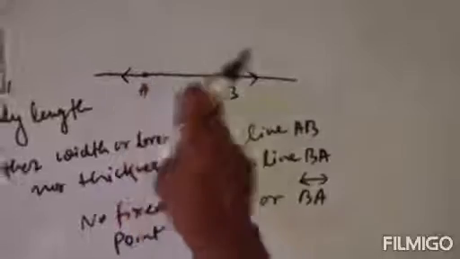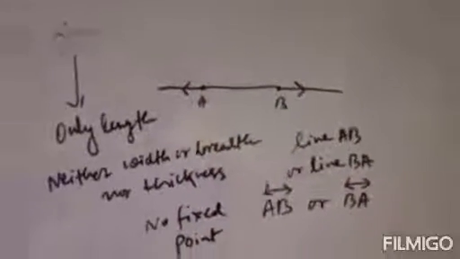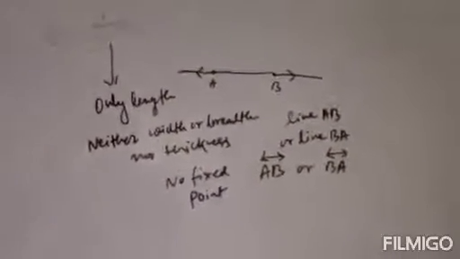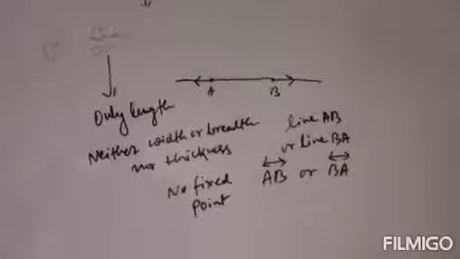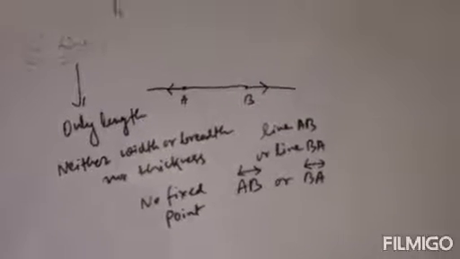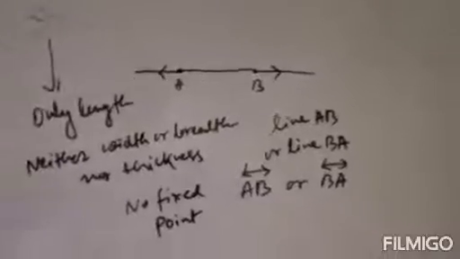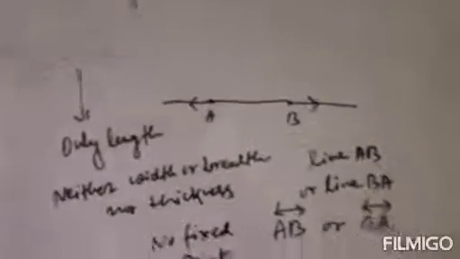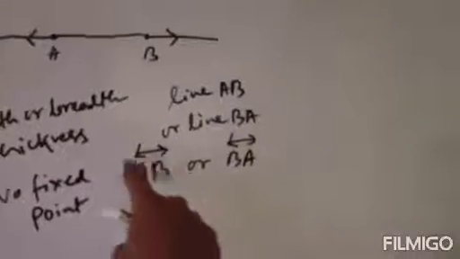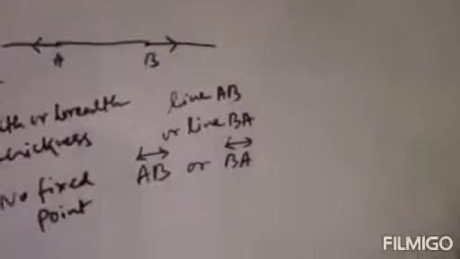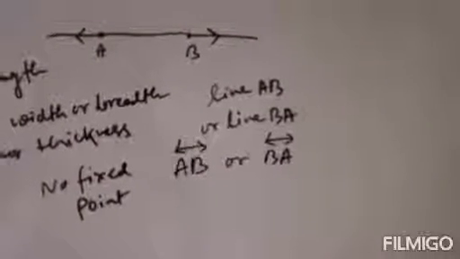That means these points are not fixed. So it is a geometrical figure. It has only length. It has neither width nor breadth nor thickness, and it also has no fixed point, because both of these points are to be extended on both sides. And we will write line as AB, making an arrow sign in both directions over AB, or we can also write BA, making an arrow sign in both directions.